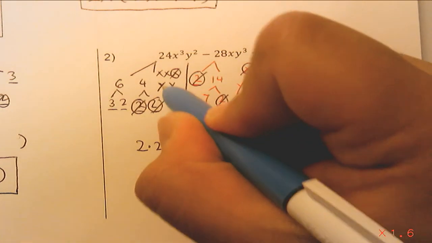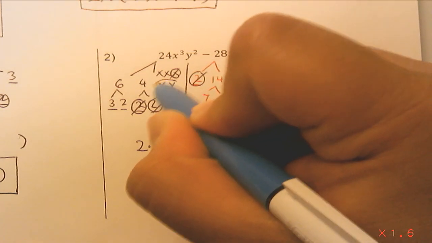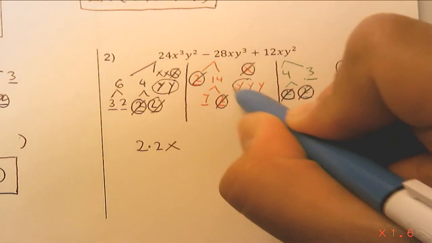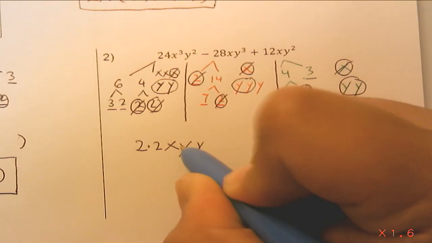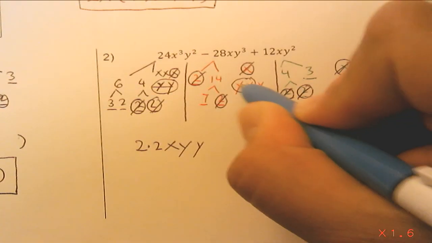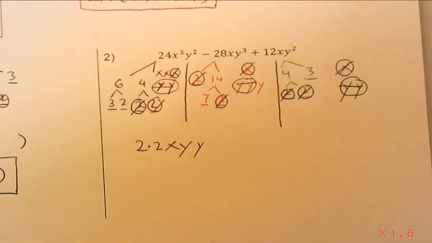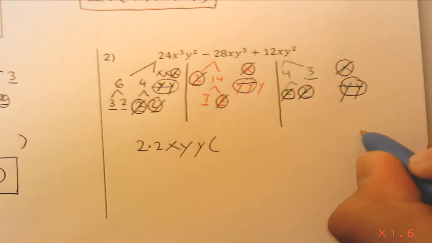And then the y's, I'm going to go and take both of these out at the same time because I can kind of see them already. 2 y's, 2 y's, 2 y's. So 2 y's come out. And that looks like is it. Everything else goes back in parentheses.